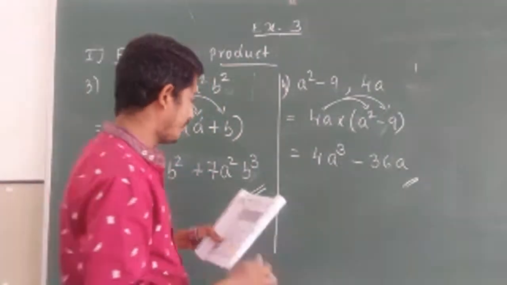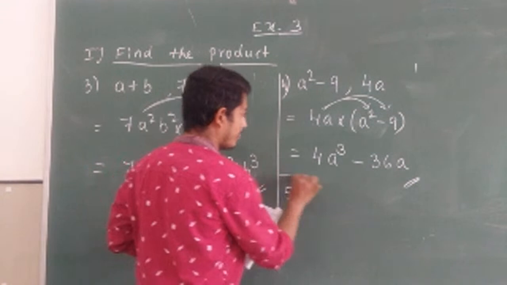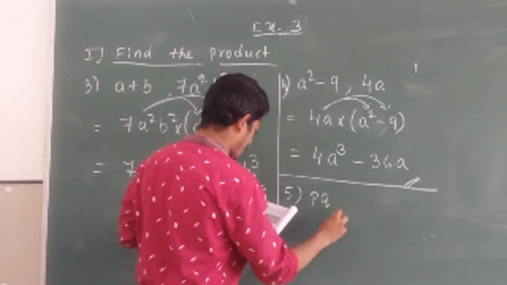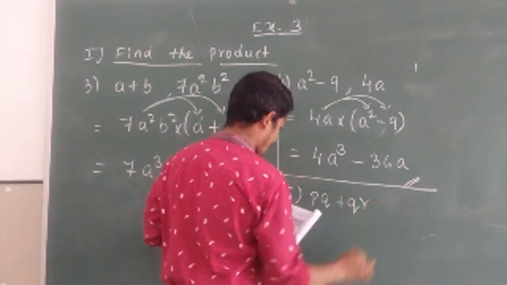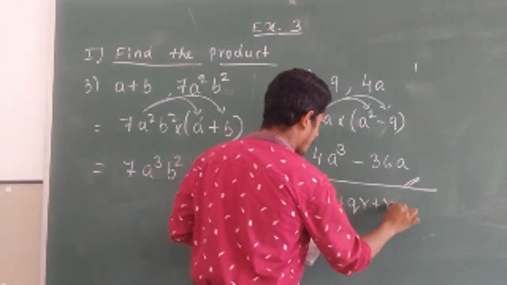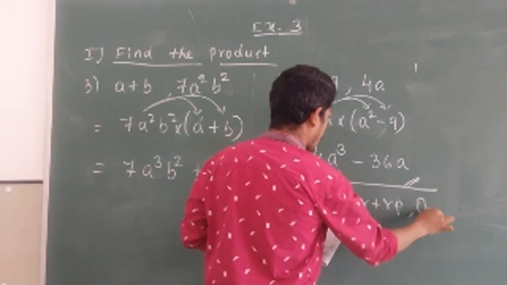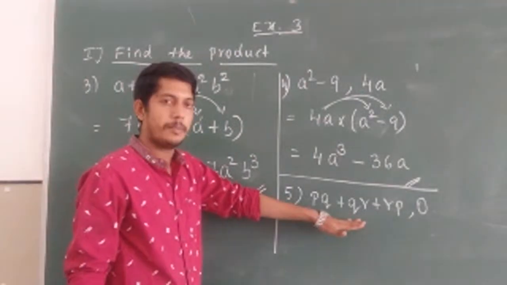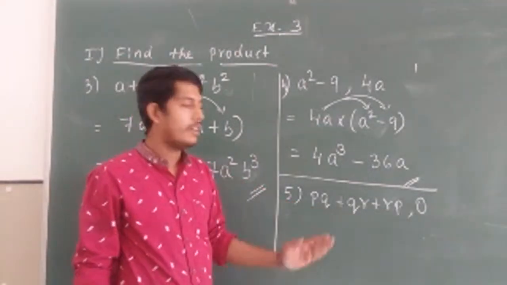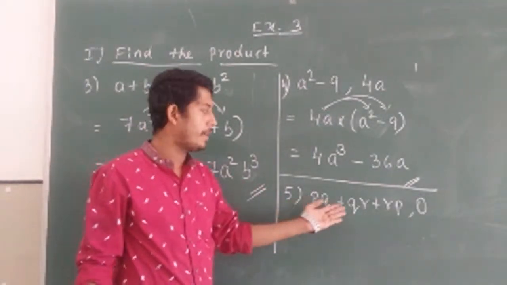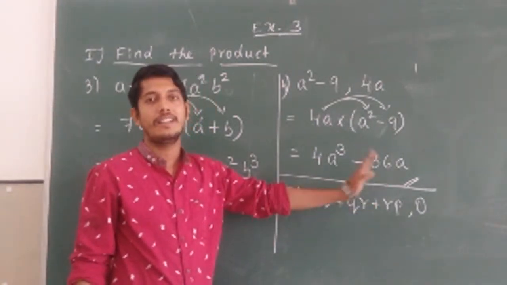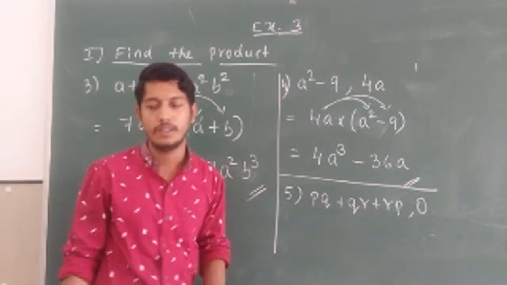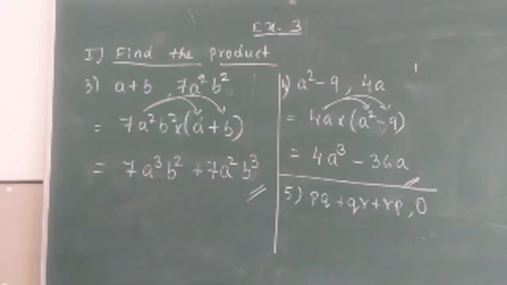Then the third one, the fifth one, that is pq plus qr plus rp, and the second term is z. Just comment me the answer for this problem: find the product of pq plus qr plus rp and z. Comment me the answer fast.